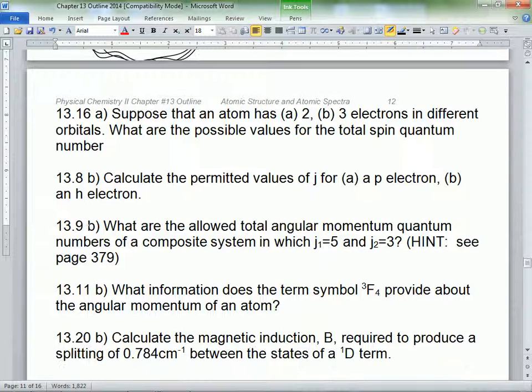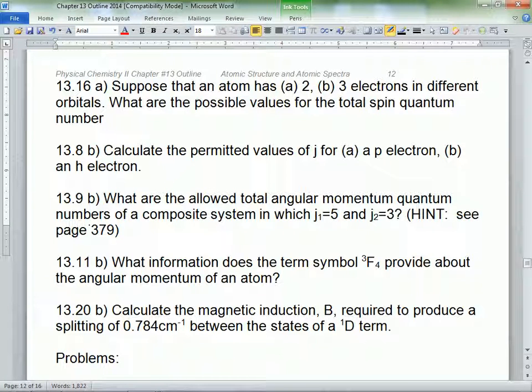Suppose that an atom has 2 electrons in different orbitals. We're doing part A. What are the possible values for the total spin quantum number? What is the variable we're supposed to be writing for this? Total spin quantum number: capital S. Very good. Notation is going to be everything in this to help you out. So you're coupling what to get capital S here? You have to be coupling 2 lowercase s's. They're individual electrons, so you should write little s.